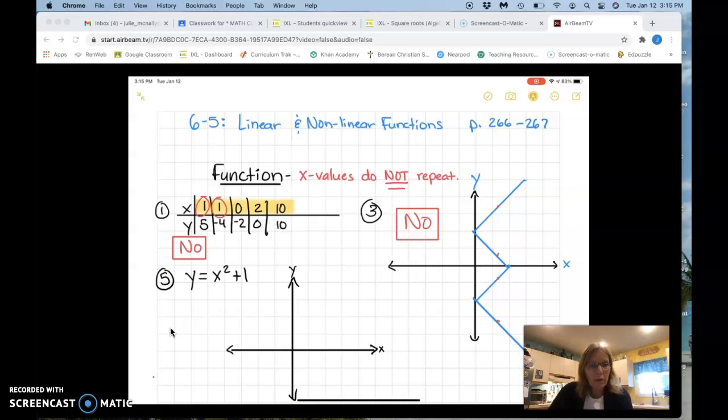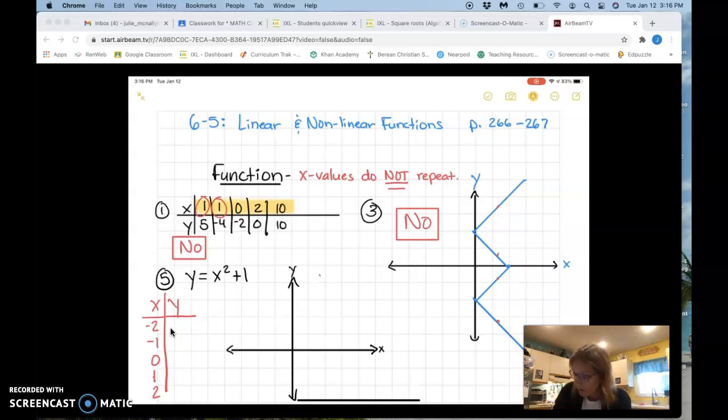All right, for number 5, the easiest way to do this is to make an XY table. I'm going to pick some values for x, whatever values you want. Usually I take a couple negatives, I'll put 0 in, and I'll do a couple positives, so I can graph my line and see if it's a function. So let's do -2, -1, 0, 1, and 2. I'm just going to plug in that number for x and then solve and see what y equals.